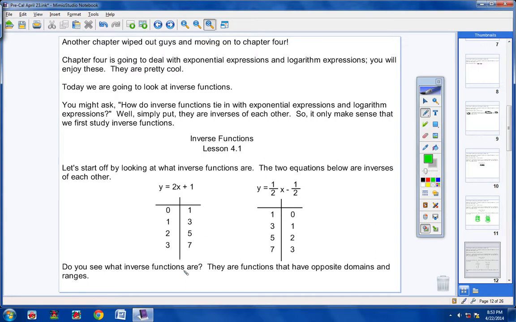Do you see what inverse functions are? They are functions or equations, you can say either way, that have opposite domains and ranges. Whatever an ordered pair that satisfies this equation is, like (0, 1), in the inverse equation, (1, 0) will satisfy that equation.